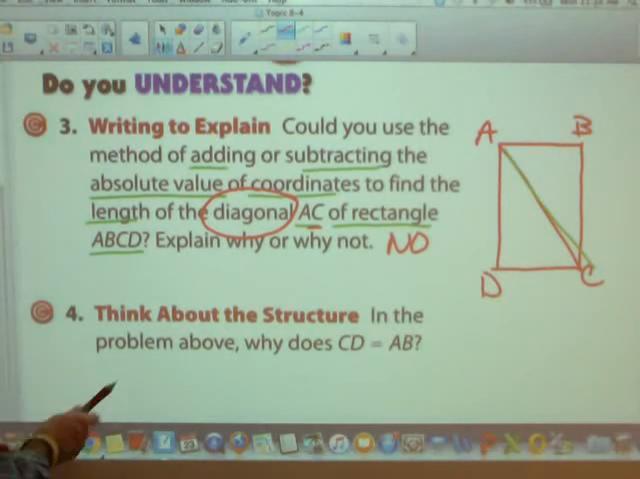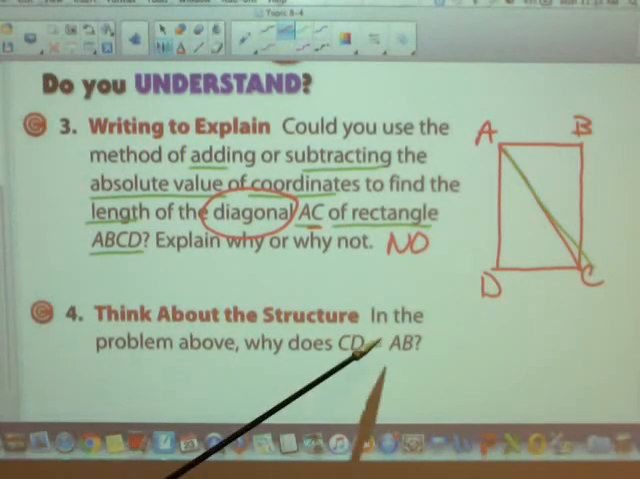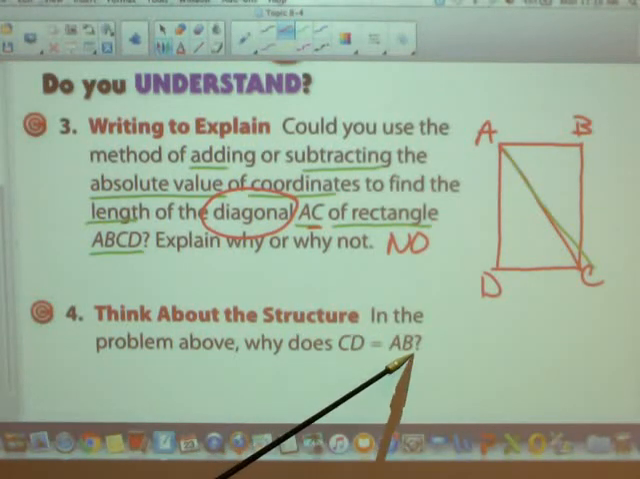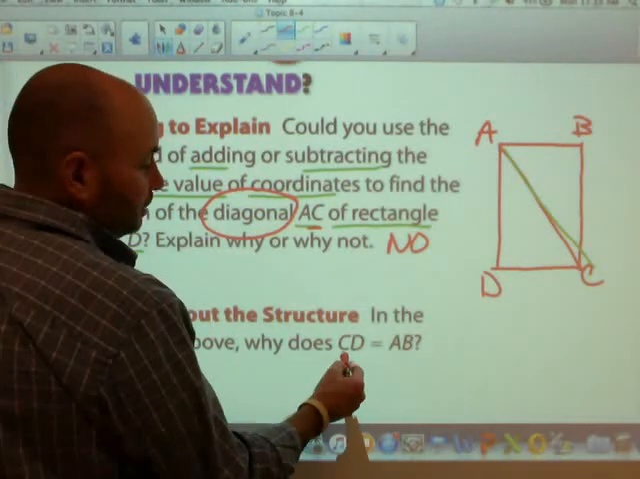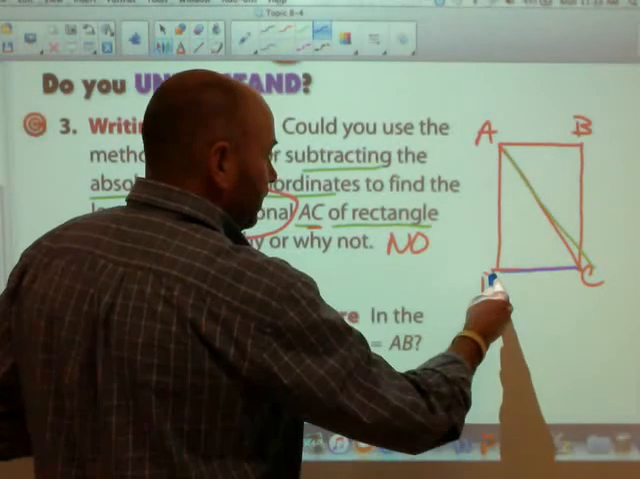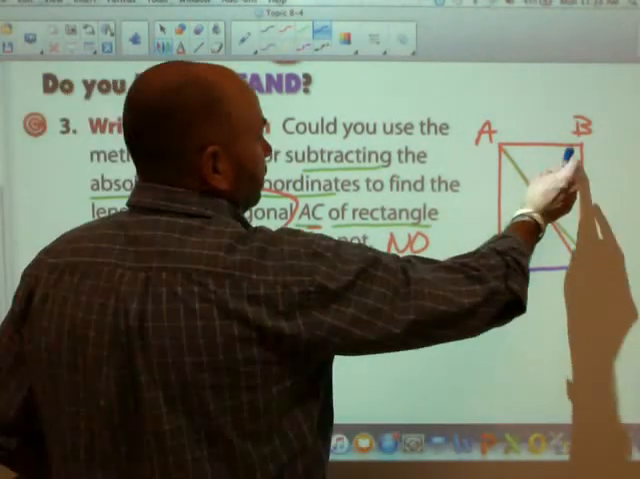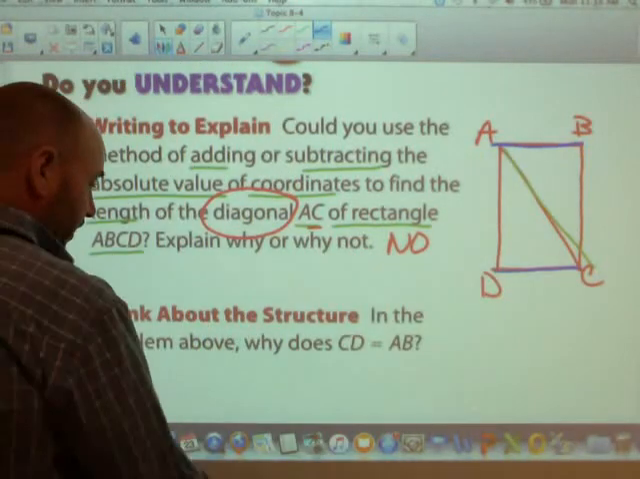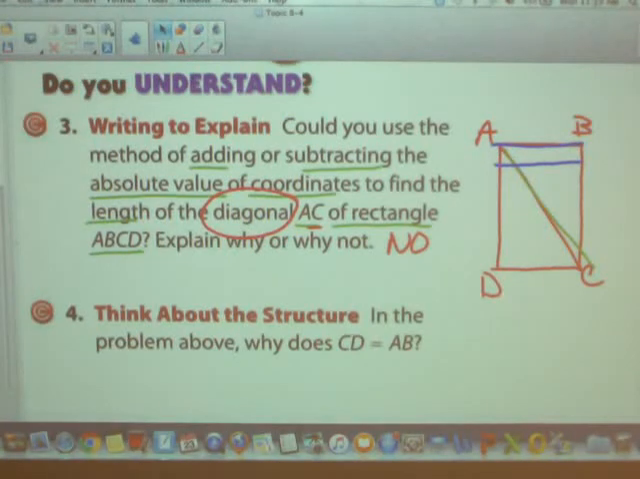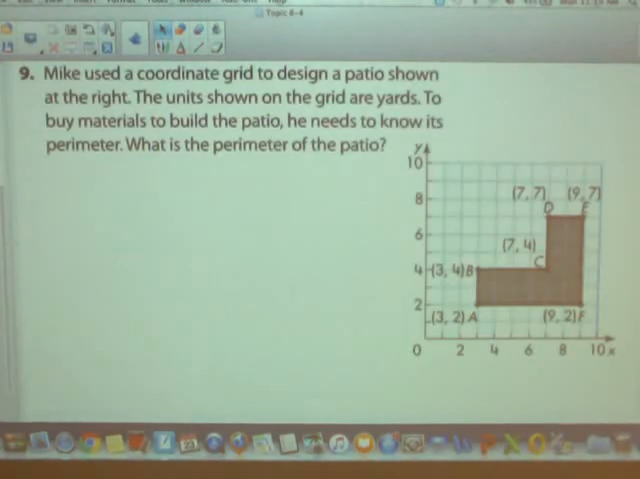All right? Number 4, think about the structure. In the problem above, why does CD equal AB? Well, line segment CD, okay, from there to there, is parallel with that and that. So therefore, they are going to be equal in distance. Okay, take a look at number 9 in your book and see if you can solve this problem. Go ahead and pause the video and see if you can come up with an answer.